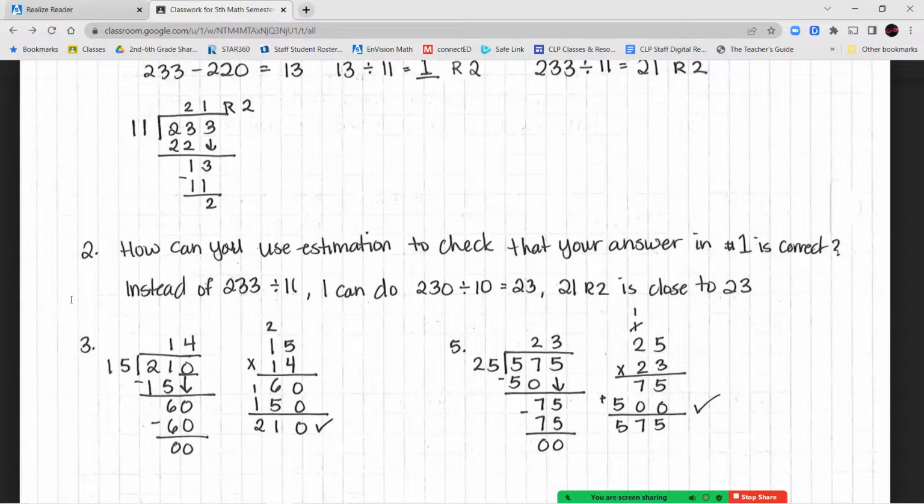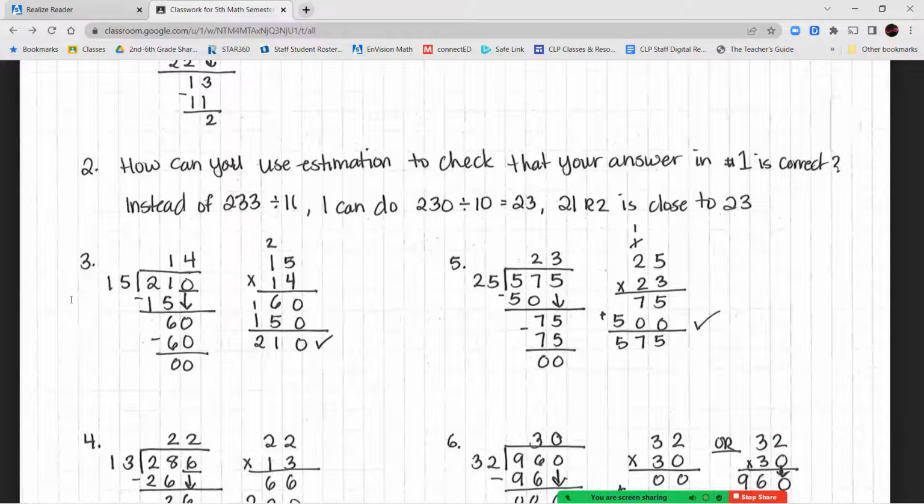For number 2, how can you use estimation to check that your answer in number 1 is correct? So instead of thinking 233 divided by 11, I can think 230 divided by 10. I know any number times 10, we just add a 0 onto the end of it. So 23 times 10 would give me 230, or 230 divided by 10 would give me 23. Now 21 remainder 2 is close to 23, so I know that my answer is correct.